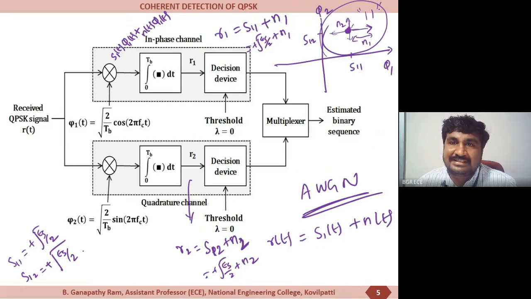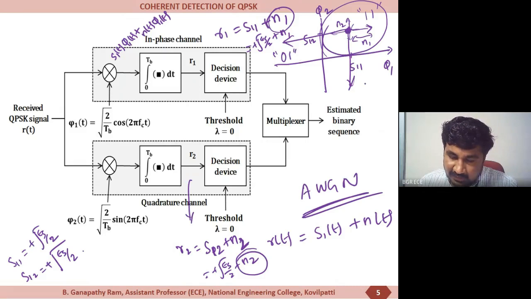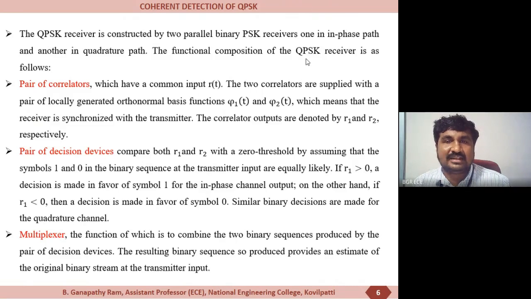If the noise energy is very much greater than the symbol energy, then there is a possibility of entering this portion, that is, from the first quadrant to the fourth quadrant, or from the first quadrant to the second quadrant, depending upon the values of N1 and N2, which will create a wrong decision of 0 1 or 1 0, which consists of 1 bit error. This will lead to the probability of error, and that will be discussed in the next session. And these are all the theoretical parts which I have already explained with the help of the block diagram.